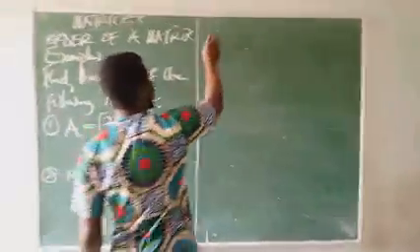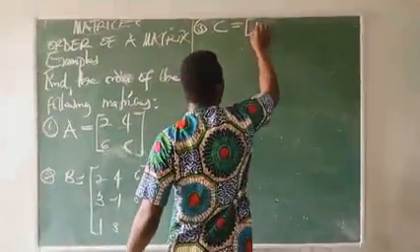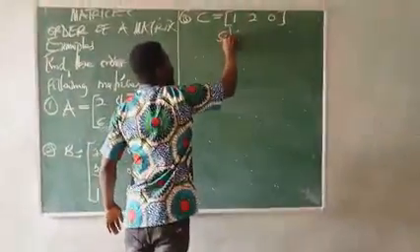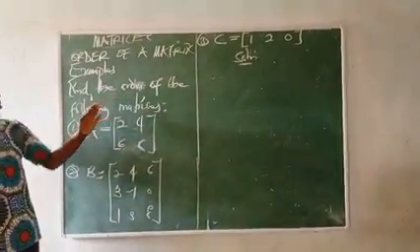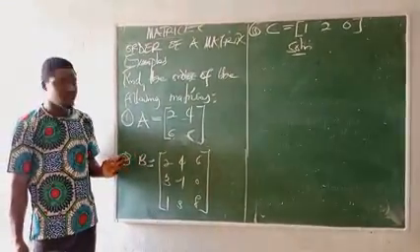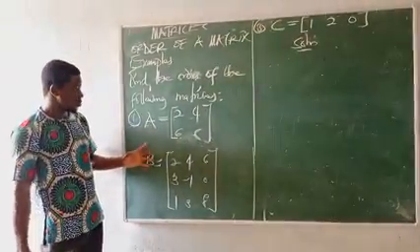So let's say we have another sample 3. Let's say matrix C equals 1, 2, 0. Now, the solution to this. What we are told to do here is to find the order of the following matrices. To get the order of the matrix is very simple. So please listen and try to understand one or two from here.